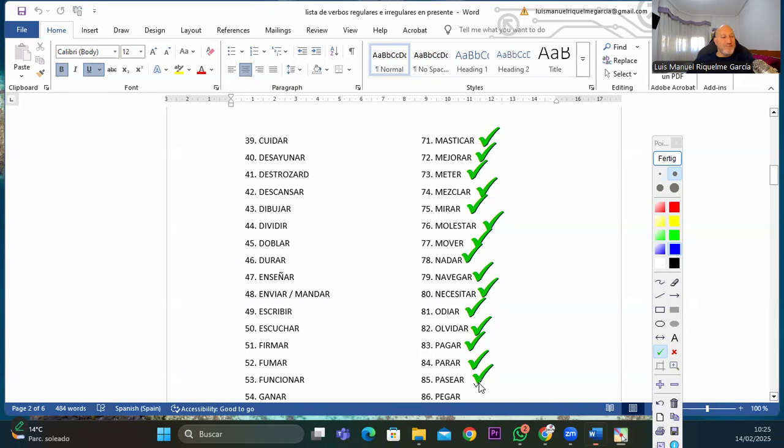And it's also the verb that we use for dogs. When you walk your dog, that's the verb that we use. Pegar, that is either to hit someone, as in punching someone, or it's also the verb to glue, to stick two things together.